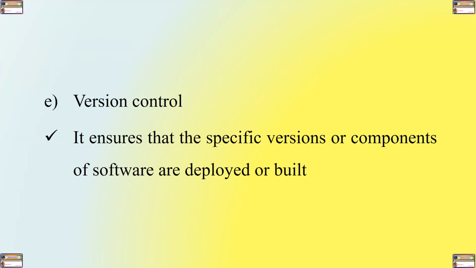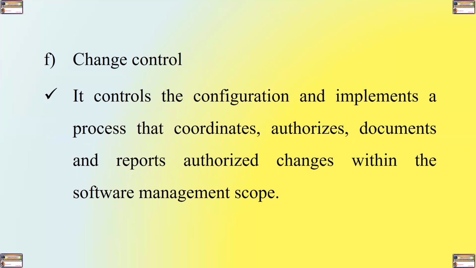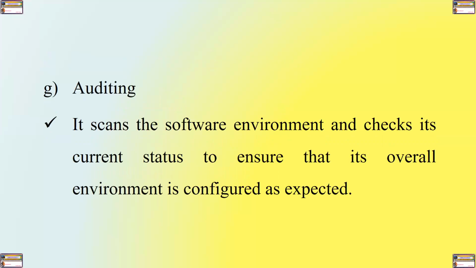Number five is the version control. It ensures that the specific versions or components of software are deployed or built. Number six is change control. It controls the configuration and implements a process that coordinates, authorizes, documents, and reports authorized changes within the software management scope. Number seven is auditing. It scans the software environment and checks its current status in order to ensure that its overall environment is configured as expected.